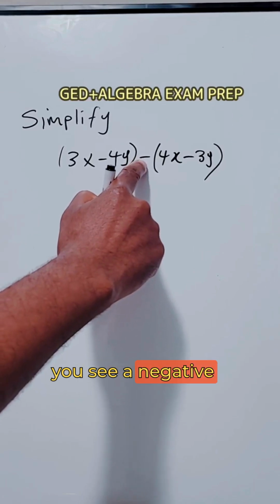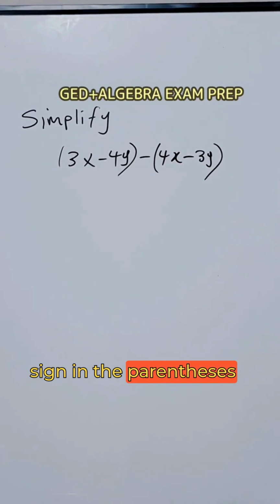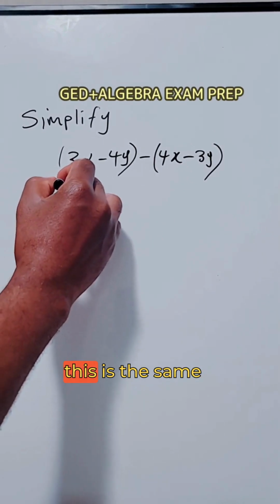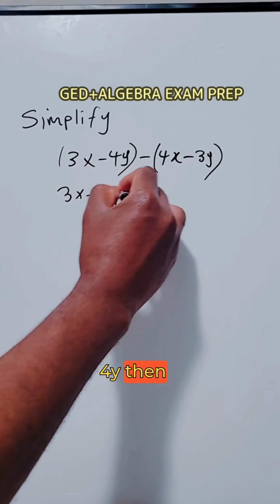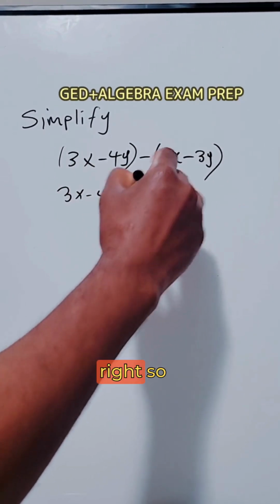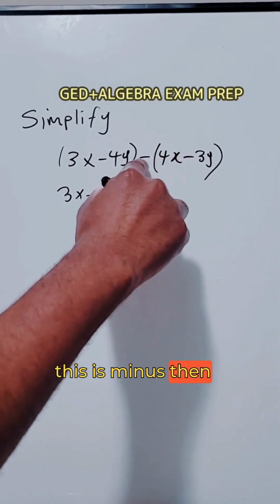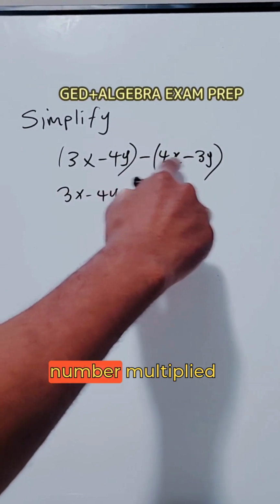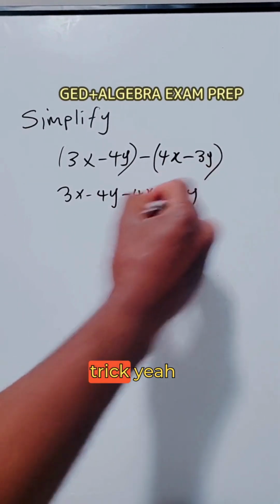Each time you see a negative here, it means every sign in the parentheses is affected by the negative. So this is the same as 3x minus 4y, then minus, this is positive, right? So it will be minus 4x, then this is minus, then there is another minus, right? So this is positive. A negative number multiplied by a negative number is positive. So that is a simple trick.